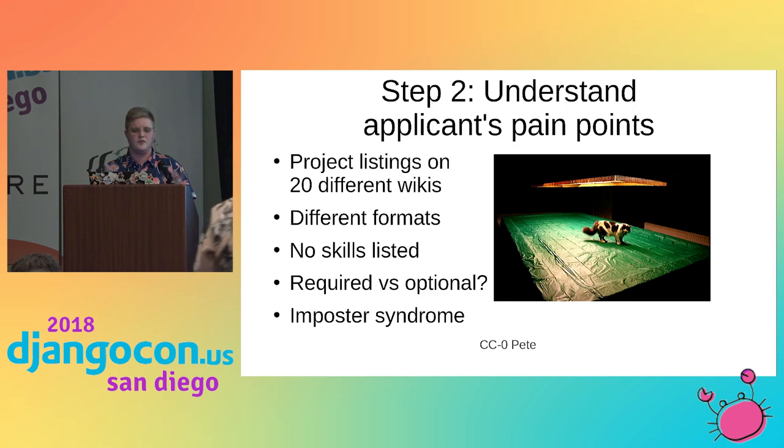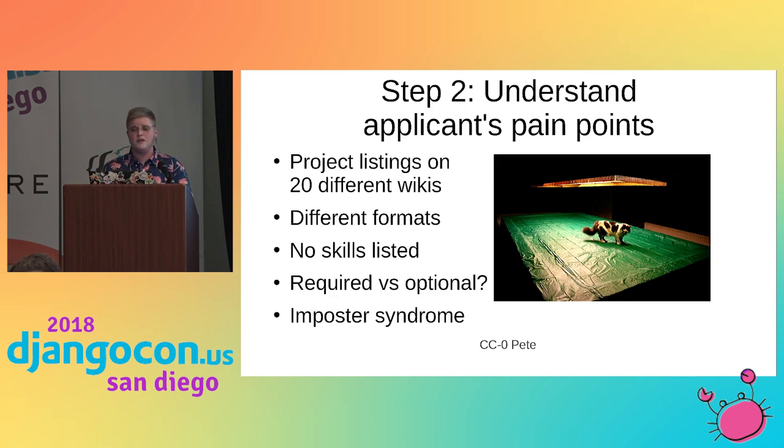Sometimes the mentors would not even list what skills were needed for this particular project. They just had a title that would have a lot of jargon in it. Even if they listed the skills, oftentimes it was like the mentor's wish list of the perfect candidate. And there was really no indication of whether a skill was required or optional. So that imposter syndrome, again, was getting triggered by how the projects were laid out.